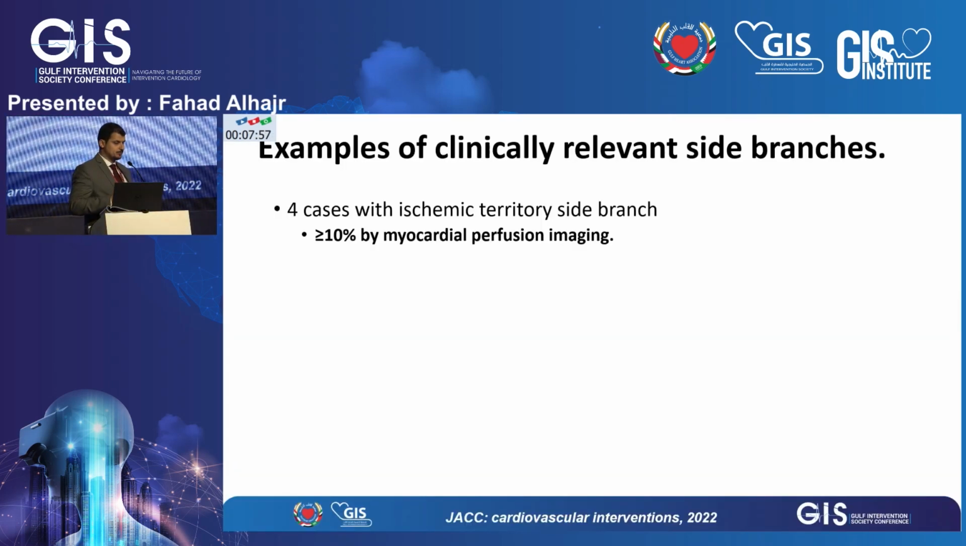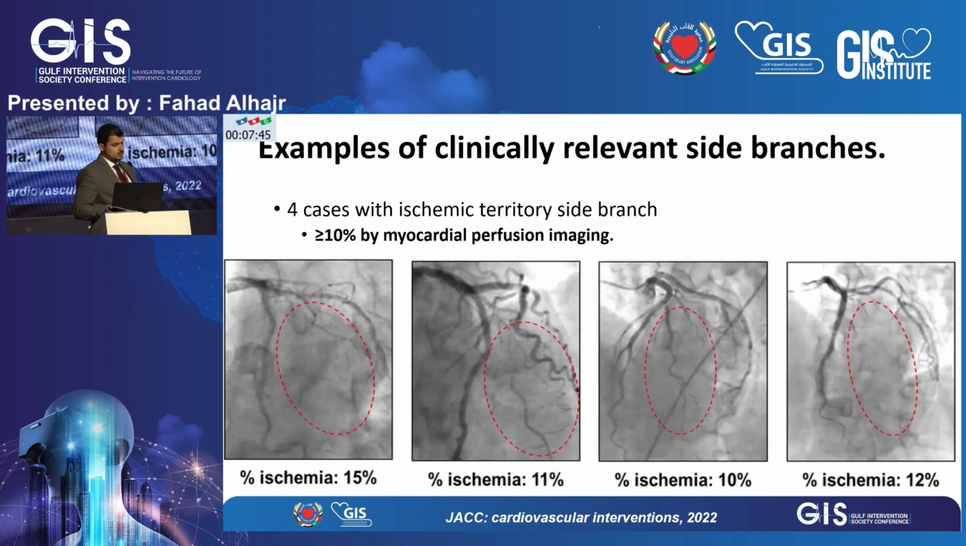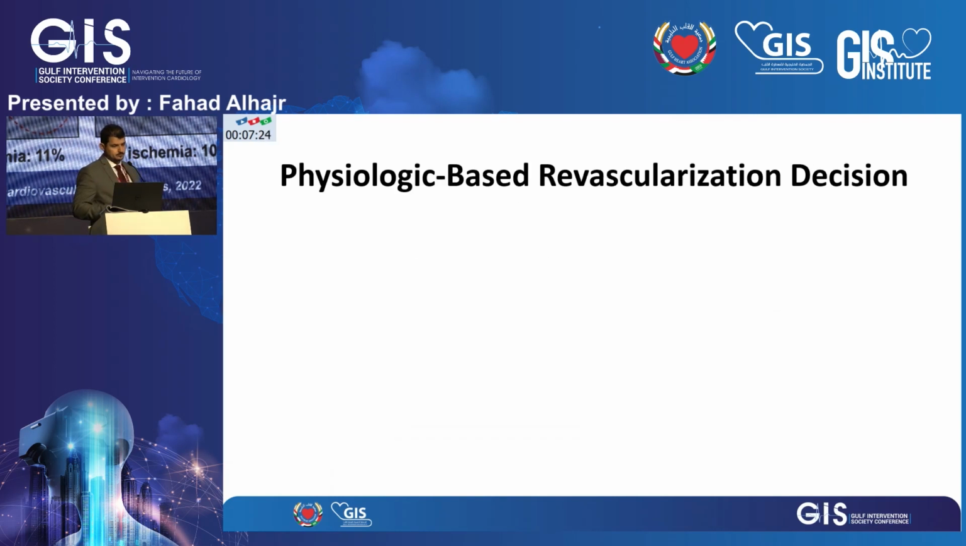Here are four examples where myocardial perfusion imaging was done, and they are all positive above 10% of the myocardium, meaning they are clinically relevant side branches. As you can see on the left side, this is about 15% assessed by myocardial perfusion imaging. This is about 15% here, 11%, 10%, and 12%. All of those are clinically relevant side branches that we cannot leave jailed, and we need further assessment to see what we should do next.